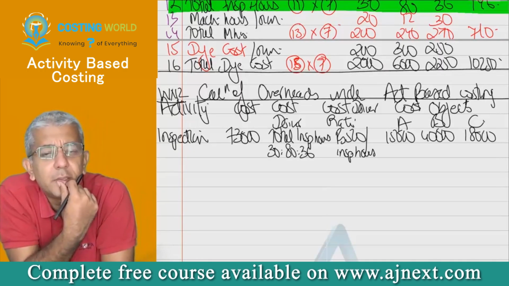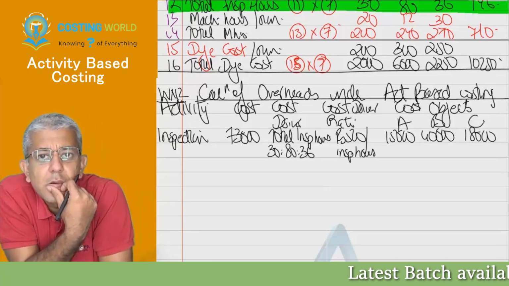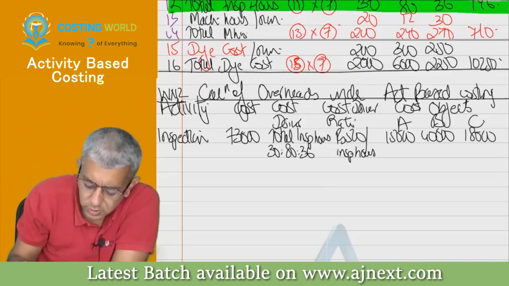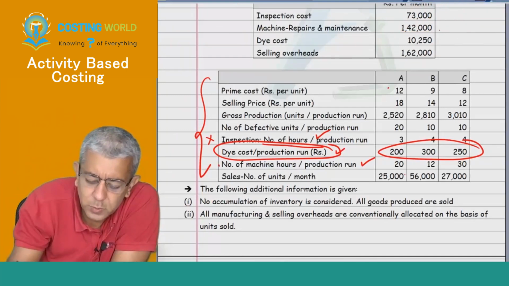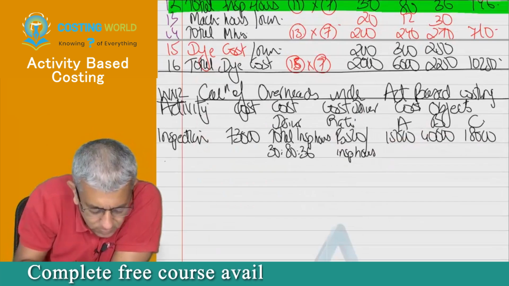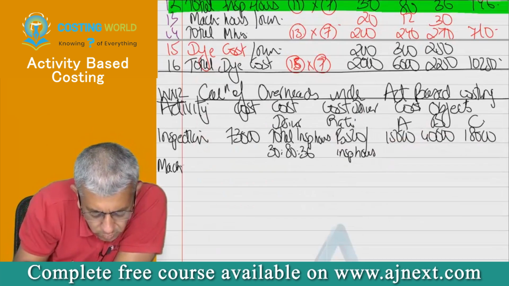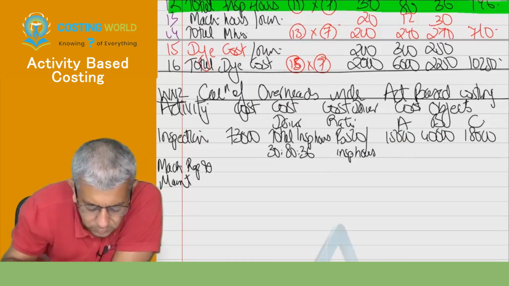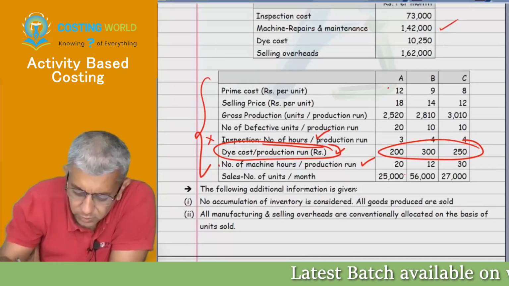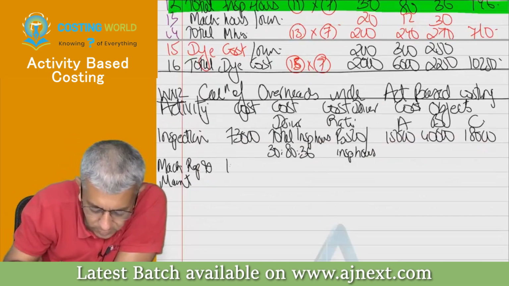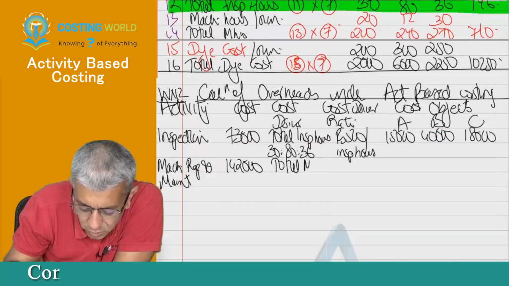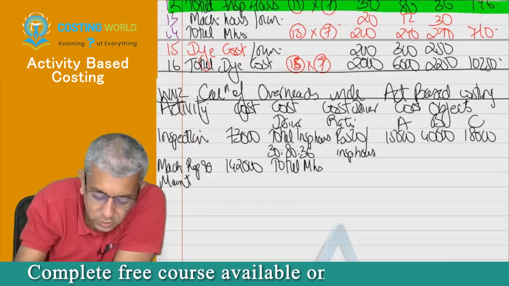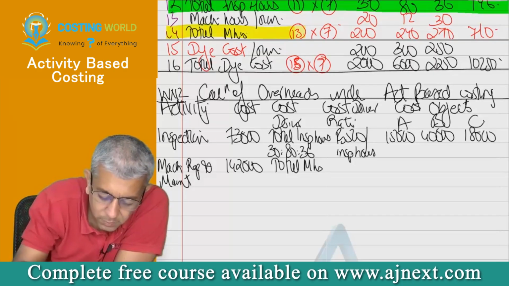Completed till here, beta? Yes, sir. Okay, then next. We are just doing whatever we have always done in every question here. So this particular thing, machine repair and maintenance. Amount was 1,42,000. Cost driver, we have discussed that. That is total machine hours. Total machine hours was there in row number 14.